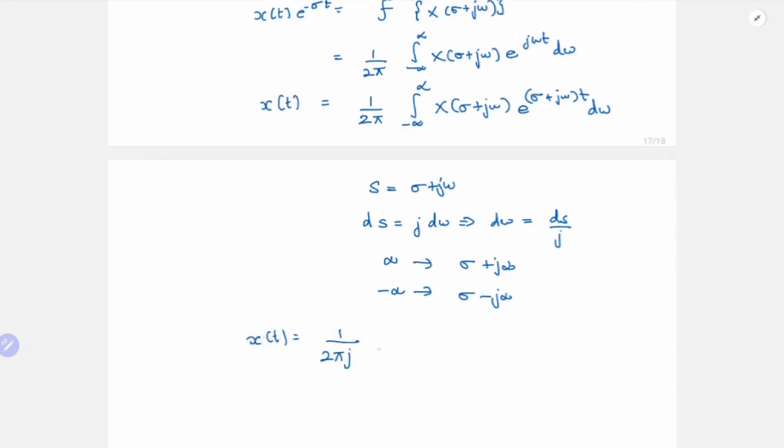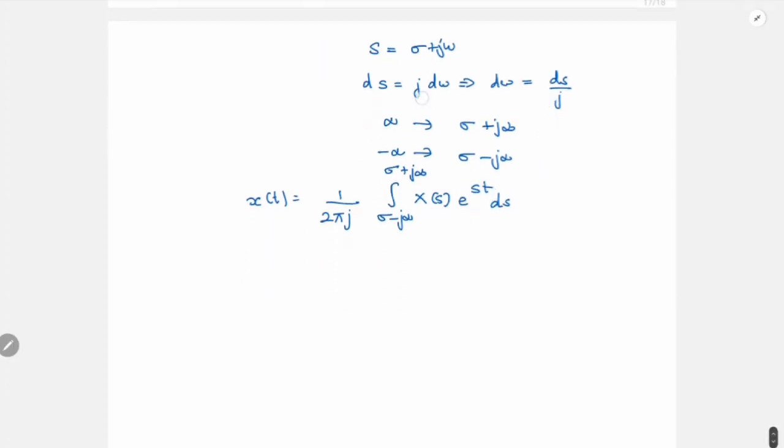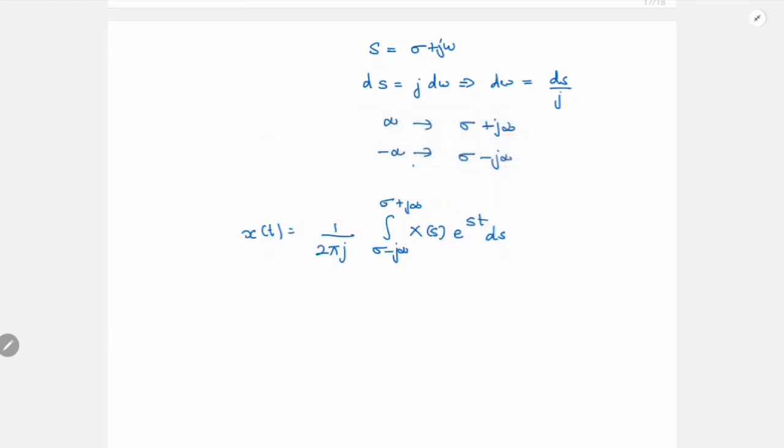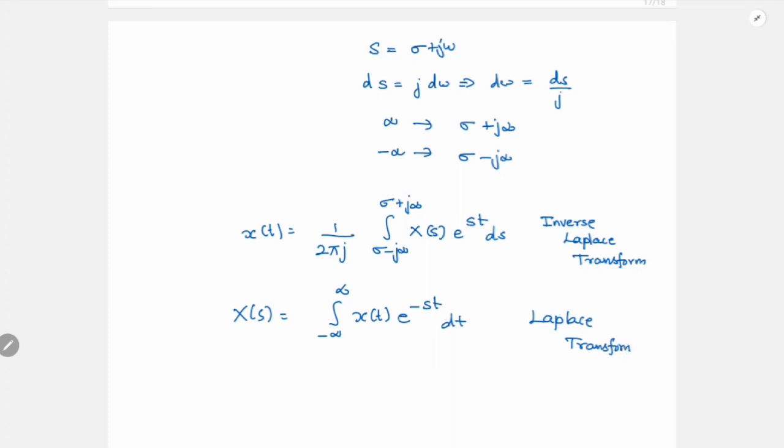So my x of t will be 1 by 2 pi j integral from sigma minus j infinity to sigma plus j infinity of X of sigma plus j omega, which is s, e power st ds. So this is my inverse Laplace transform equation. So what is my Laplace transform equation? It was integral from minus infinity to infinity of x of t e power minus st dt. So this is my Laplace transform.